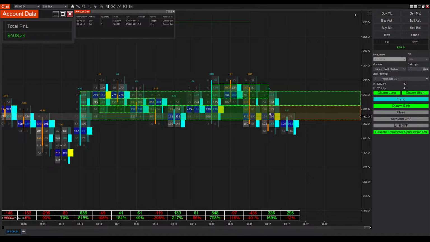You can see there we actually got into a trade there. I believe it was a short fill, and we hit that fill almost instantly, right off the bat.